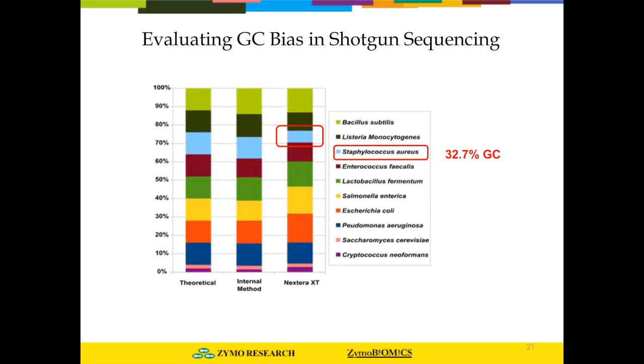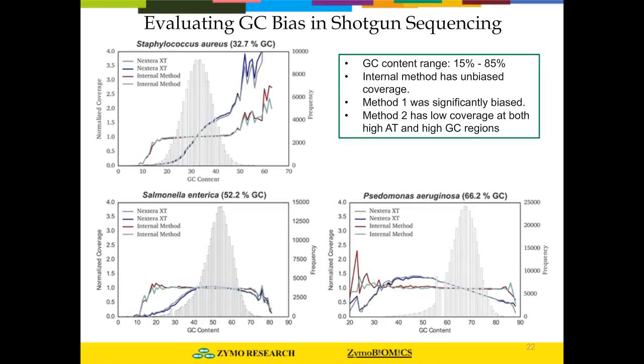While the profiles from our internal method agree with the theoretical value, the one from the Nextera XT kit shows some disagreements. The biggest difference comes from the organism Staphylococcus aureus. The organism happens to be the one that has the lowest GC content in the standard. The ZymoBIOMICS standard contains organisms that span a wide range of GC content from 15% to 85%, which allows us to thoroughly assess the effect of GC variation.